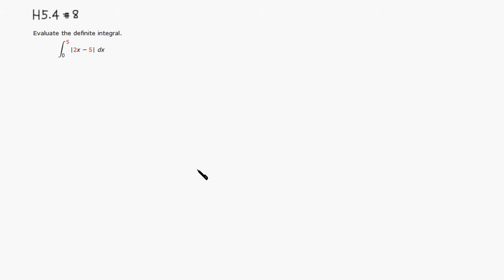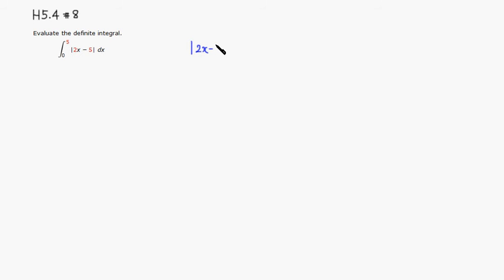Okay, let's go over homework 5.4, number 8. Alright, so first thing is that we have to understand what this absolute value of 2x minus 5 is. Alright, so absolute value sign is basically a hidden piecewise defined function.